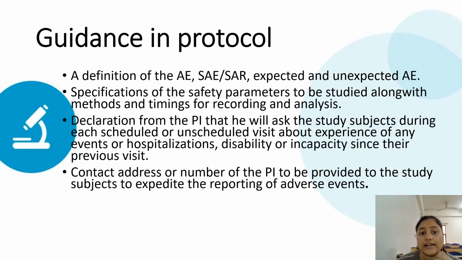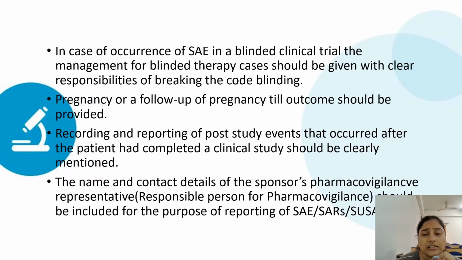Declaration from the PI, that is the principal investigator, that he will ask the study subjects during each scheduled or unscheduled visit about experience of any event of hospitalizations, disability or incapacity since their previous visit. Contact address or number of the PI to be provided to the study subjects to expedite the reporting of adverse events. In case of occurrence of SAE in a blinded clinical trial, the management for blinded therapy cases should be given with clear responsibilities of breaking the code blinding. So in that case, the treatment or the drug regimen needs to be revealed.